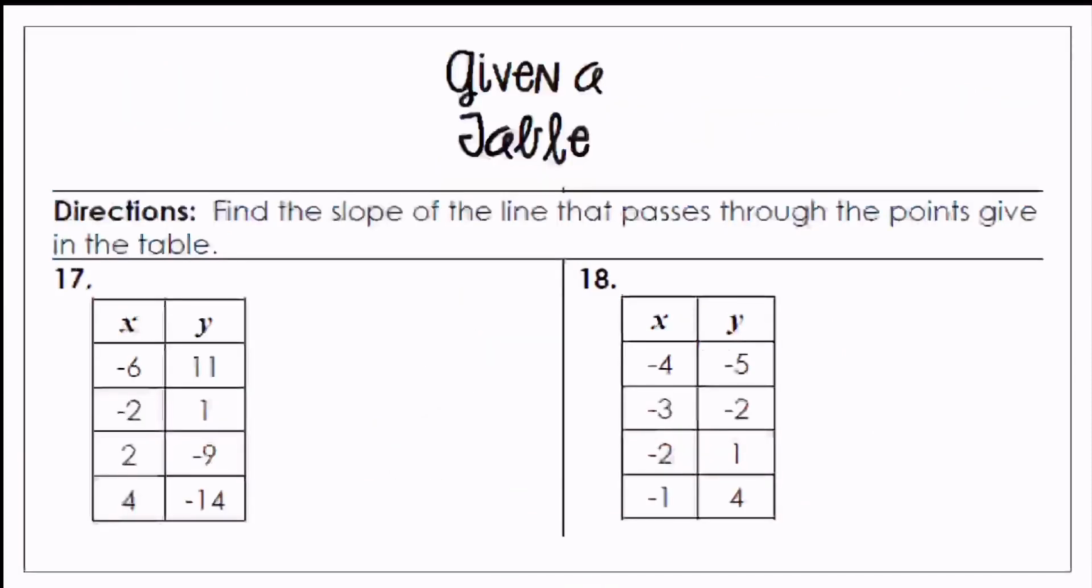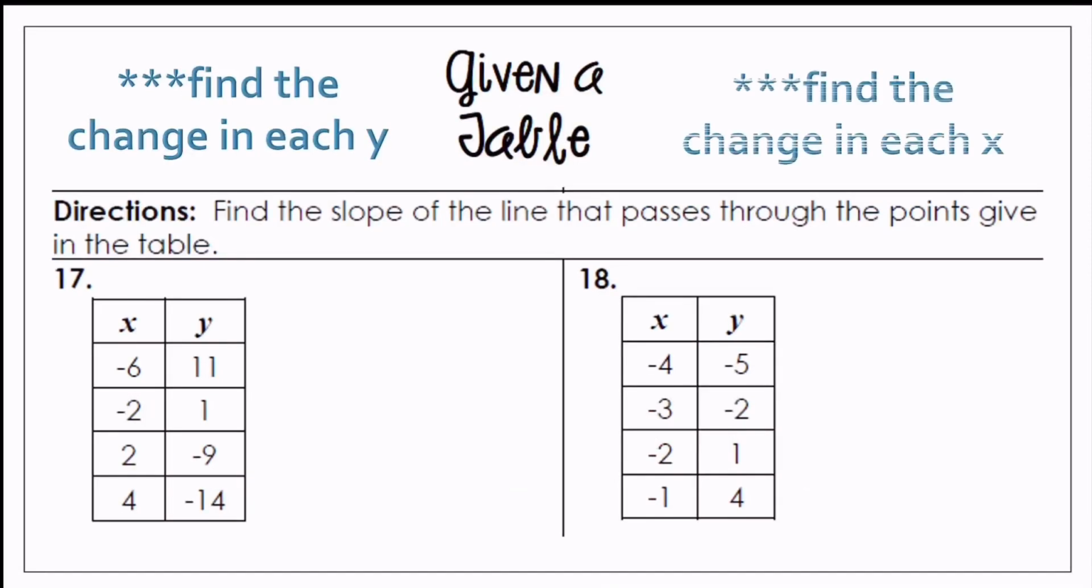So sometimes we might be given a table. You don't have to go through and find the slope of every single thing. If they tell you that this is a line, if you know that this is a line, you can pick any 2 points and find the slope. You find the change in y, and then you find the change in x. So here's what we do. From 11 to 1, it was -10. But if you chose to do 1 to -9, it's also -10. But now look, if I did -9 to -14, that's -5.